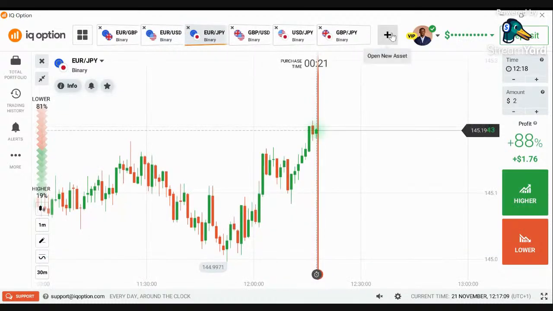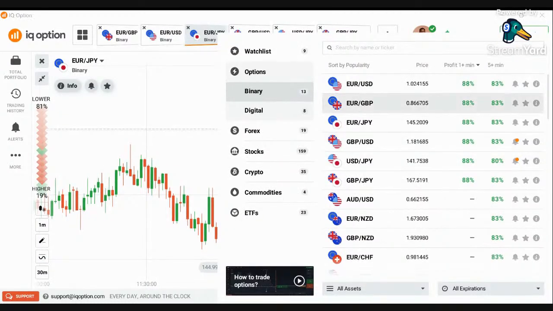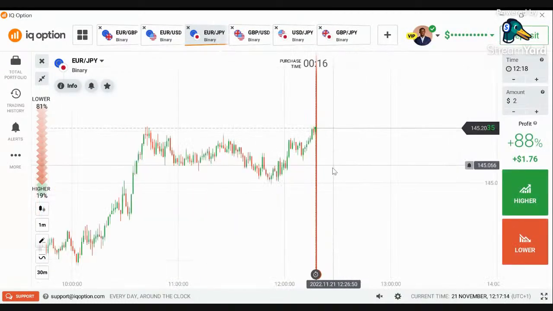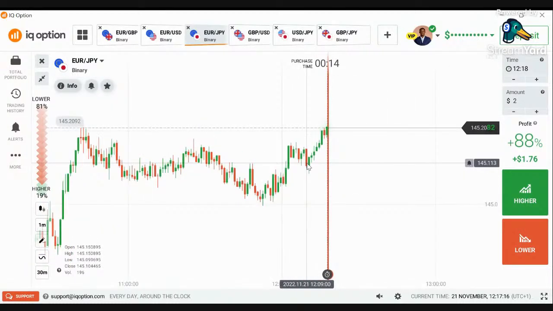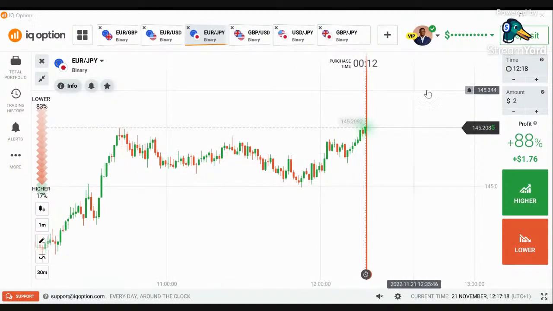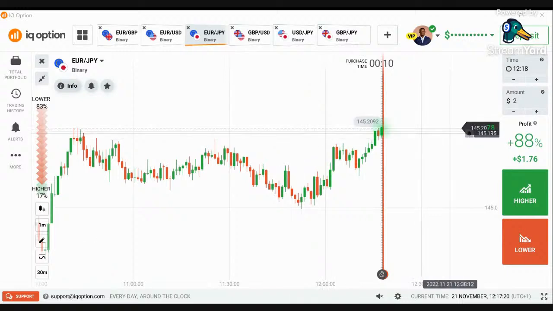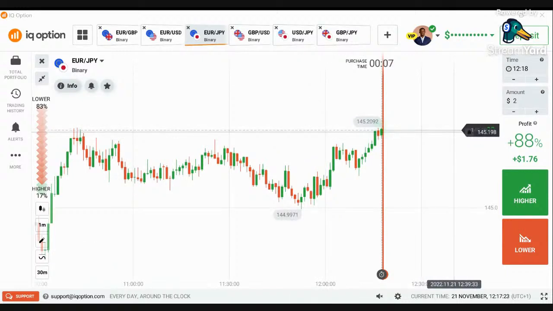On Euro JPY, what do we have here? Euro JPY looks within a range. Euro JPY looks within a range from here. It's trying to go above this high.